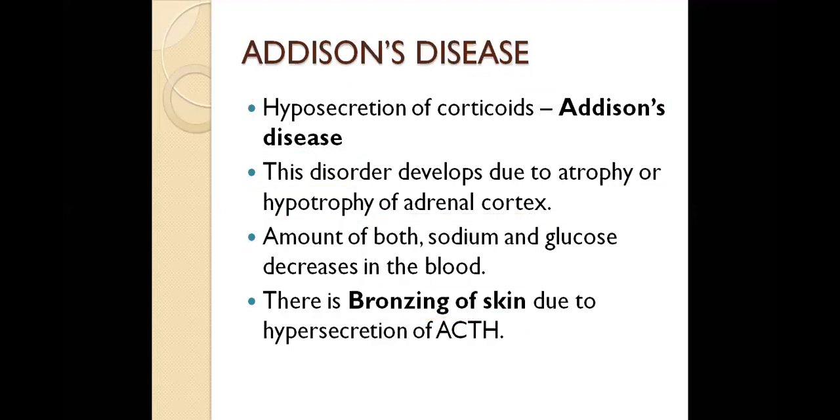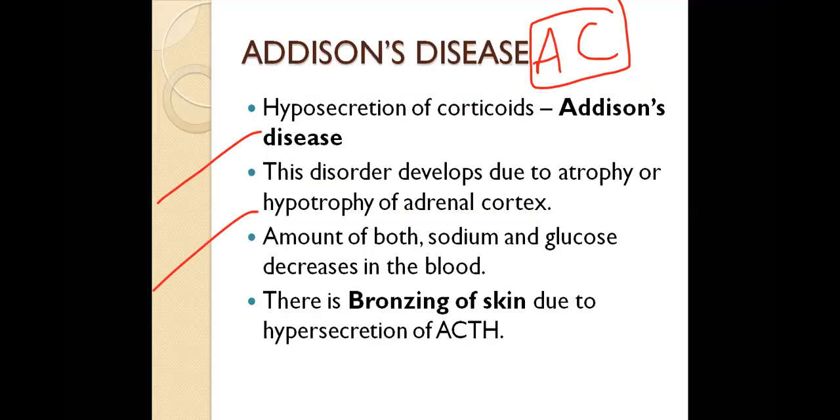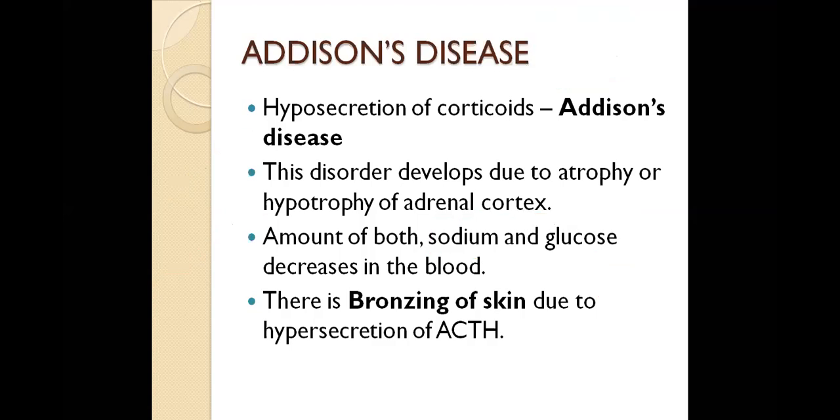The common point is the adrenal cortex, meaning glucocorticoids and mineralocorticoids both come in. Sodium relates to the mineralocorticoid, glucose to the glucocorticoid. Both metabolisms are affected. The amount of both sodium and glucose decreases in the blood. We say that is Addison's disease, to remember, very, very important. So that's the story of the adrenal gland.